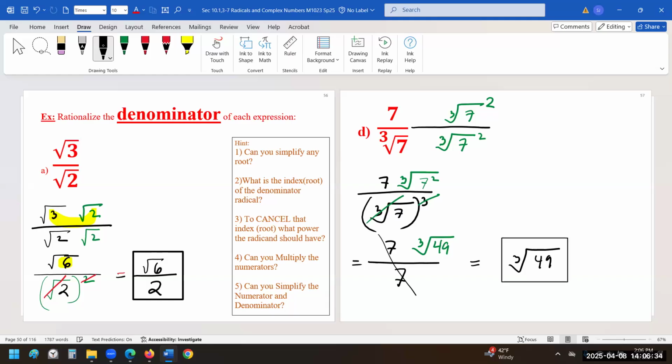And our final answer is square root of 9. Okay. So, maybe I'll put them as an extra credit. Yeah, this will be the next one.